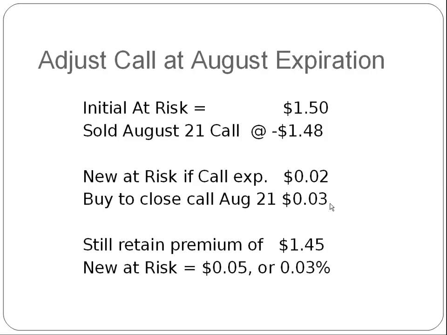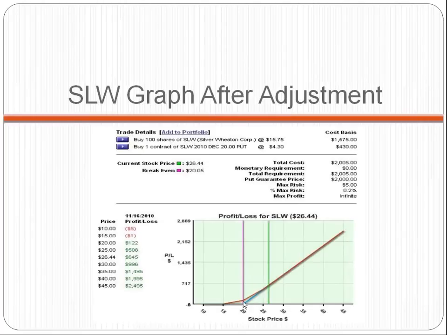I didn't want to take the chance of it being in the money, but around 1 o'clock, 1:15 on August 21st, we were able to buy to close that call for about 3 cents. So we kept a $1.45 premium, so we still have 5 cents at risk on the position, or about 0.3%. After that one income method on the position, we were essentially bulletproof.